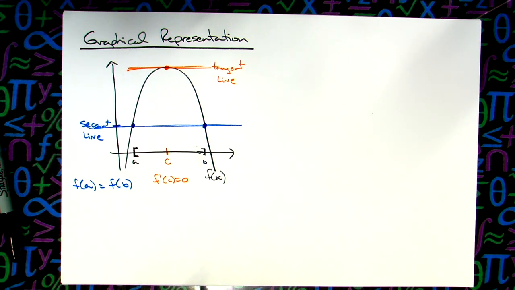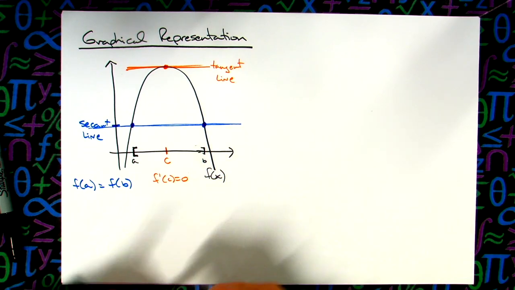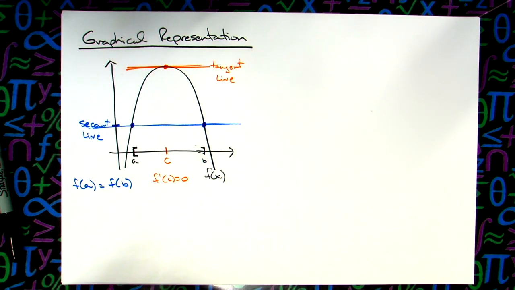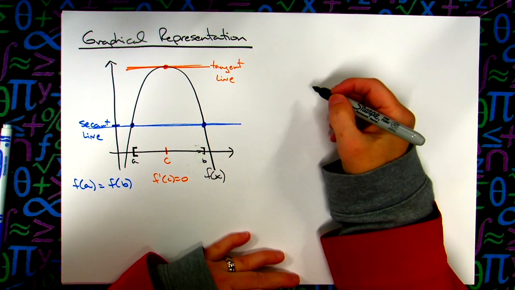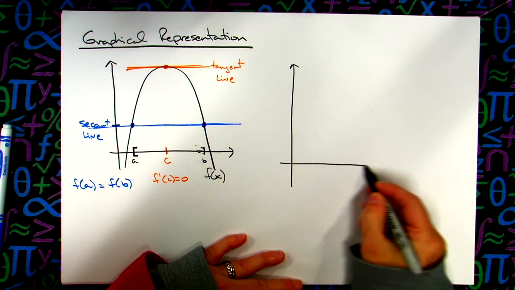Okay, but the thing is, the theorem says there's at least one point in there that will occur. Now, could there be more than one point? Yeah, what if there were lots of hills and valleys going on in here? Then I'm going to have more scenarios where the secant line is going to be parallel to that tangent line. Okay, so let's draw another picture real quick.